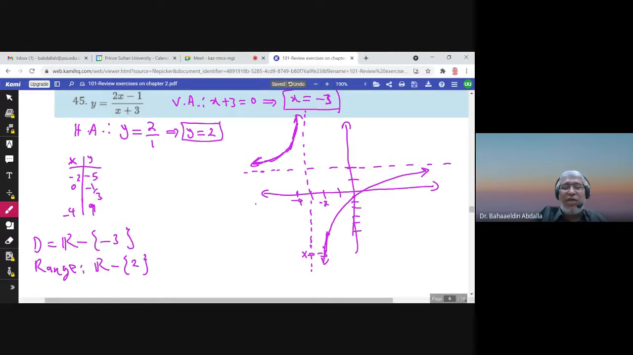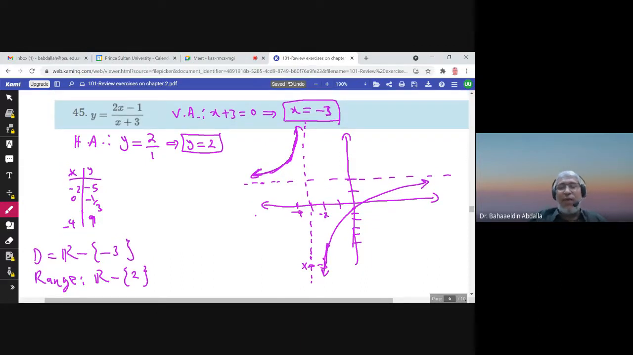We can check if the graph intersects the horizontal asymptote. Let me solve this equation: (2x - 1)/(x + 3) = 2, because the equation of the horizontal asymptote is y = 2. If there is an intersection between the curve and the horizontal asymptote, then they must be equal. So (2x - 1)/(x + 3) should be equal to 2.